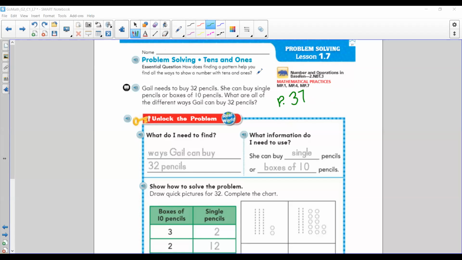Yesterday, in lesson 1.6, we noticed some patterns as we were trading a 10 for ones or trading ones for a 10. And so let's do a little more exploring today and see if we can find some more patterns. We're going to start out with Jessie Bear.